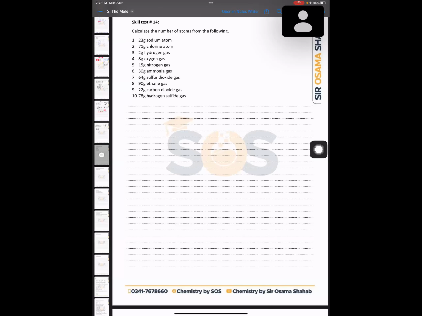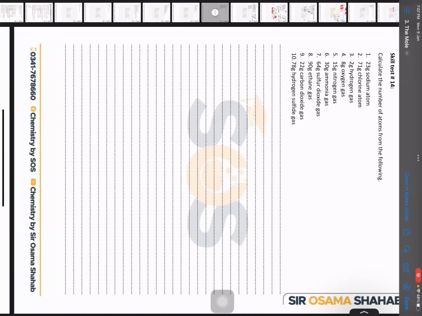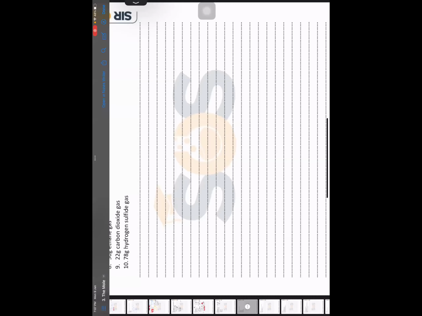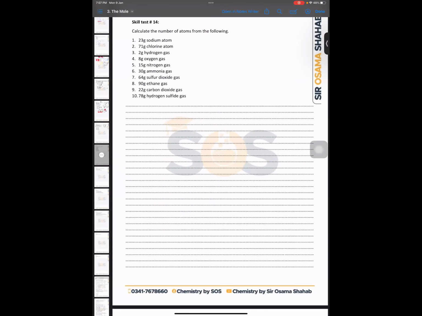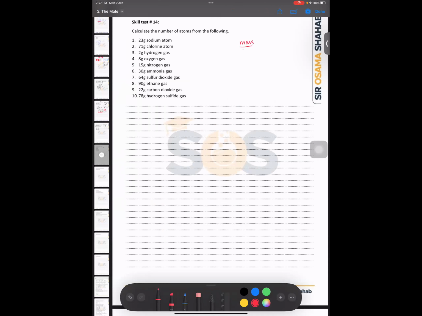Okay, so Bacho, if you remember the last few classes, we were consistently talking about moles, and you must remember all the types of formulas that we discussed in the last few classes. You also need to know the difference between those formulas, because if the mass is given, then we need to use mass over Mr to find the moles.